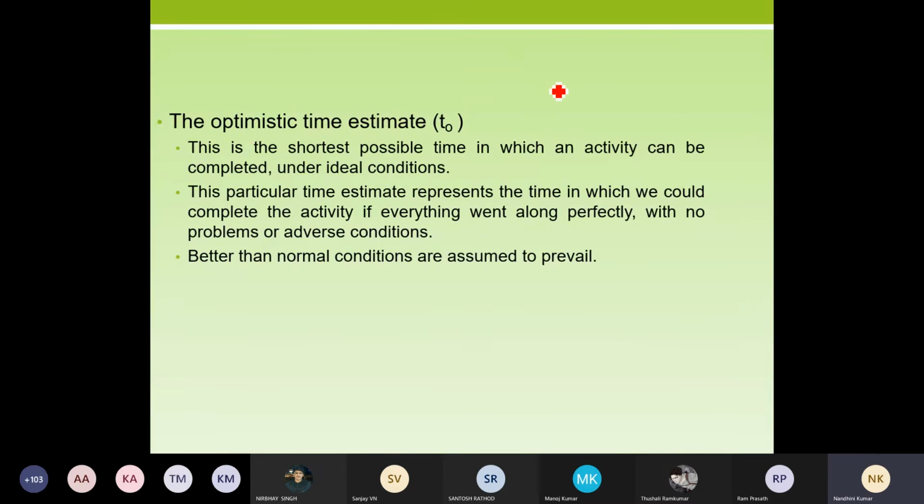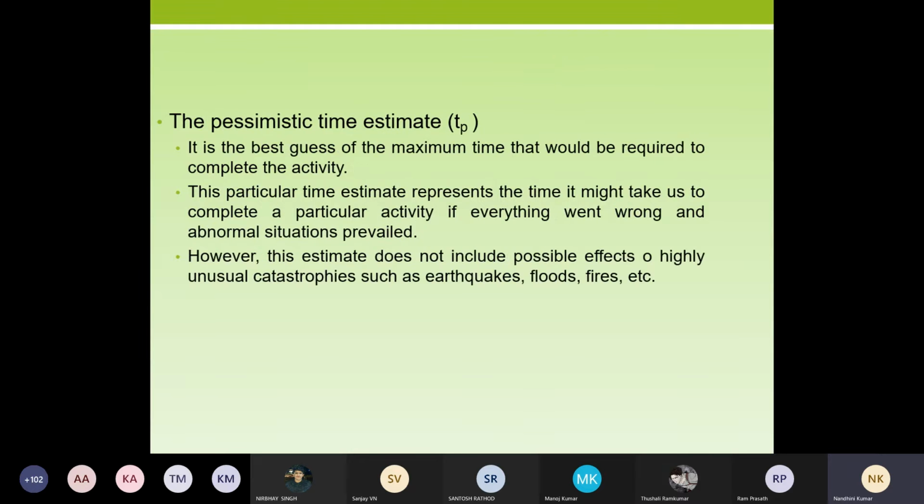The optimistic time estimate is denoted by TO. This is the shortest possible time in which an activity can be completed under ideal conditions. This time estimate represents the time in which we could complete the activity if everything went along perfectly, with no problems or adverse conditions. Better than normal conditions are assumed to prevail. So this is the shortest possible time.